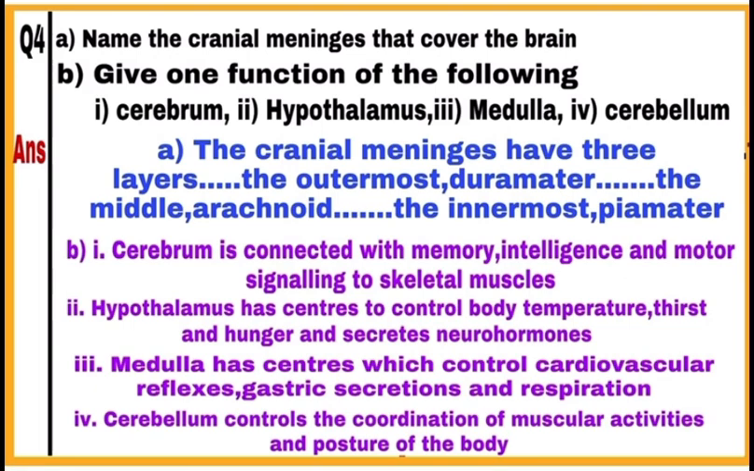Part B. Give one function of the following. Number 1, cerebrum. It is a part of forebrain. It is connected with memory, intelligence and motor signaling to skeletal muscles. Number 2, hypothalamus. It is also a part of forebrain. It has centers to control body temperature, thirst and hunger and secretes neurohormones.